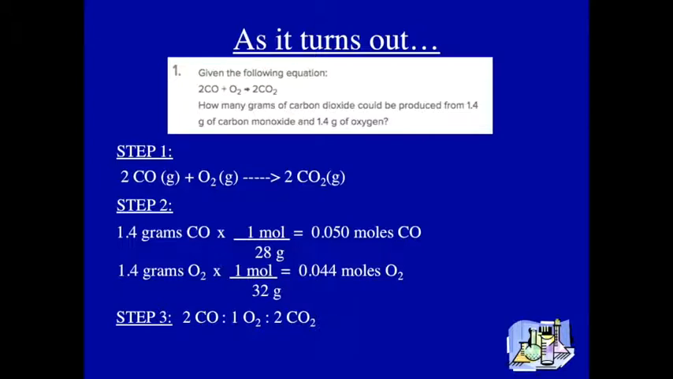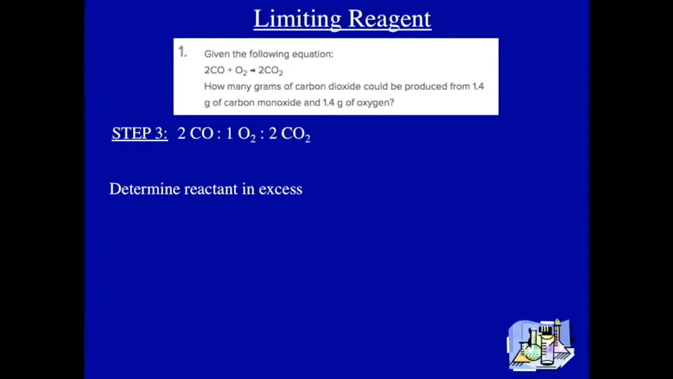Third step, of course, is to find the mole ratio. This is a very simple one, 2 to 1 to 2, which means for every 2 moles of carbon monoxide, we will need 1 mole of oxygen gas, and we will produce 2 moles of carbon dioxide.